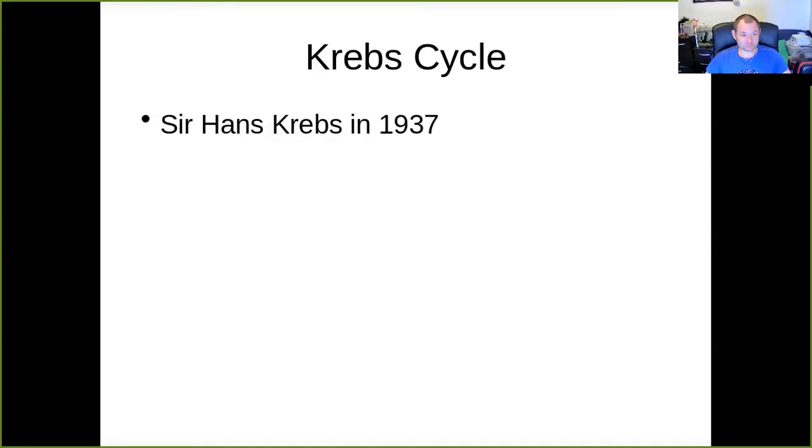Krebs cycle. Named after Sir Hans Krebs in 1937. He got a Nobel Prize for it. He discovered this entire cycle, which, as you'll see shortly, is quite complicated, and he did it all in an old-fashioned lab over in Oxford. You imagine it, lots of bubbling tubes and beakers and Bunsen burners and all of that sort of thing going on.